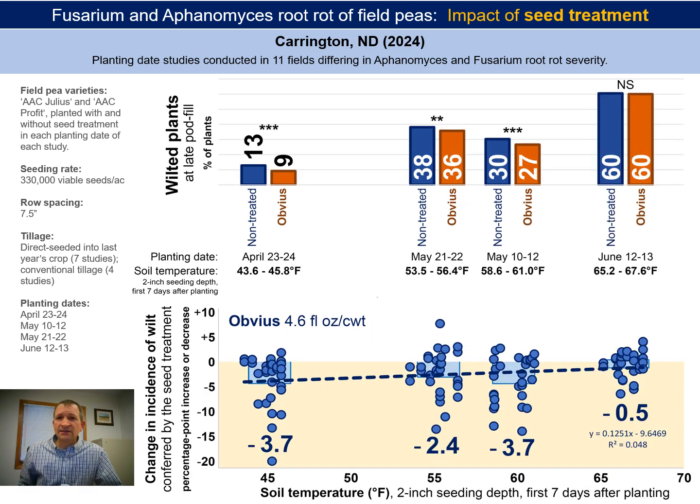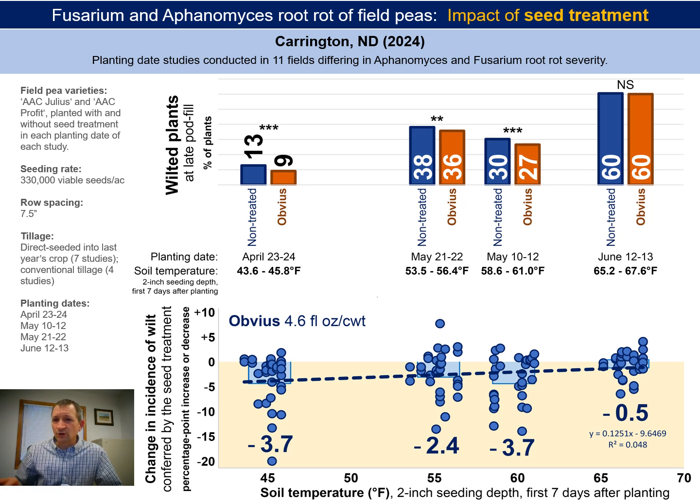Okay, now let's look at wilt. What you see is that at mid to late pod fill, the use of the fungicide seed treatment conferred a reduction in the overall incidence of wilted plants. Okay, and this would presumably be because of some degree of assistance against Fusarium root rot. But what you can see is that that reduction was only seen when we planted into relatively cool soils.